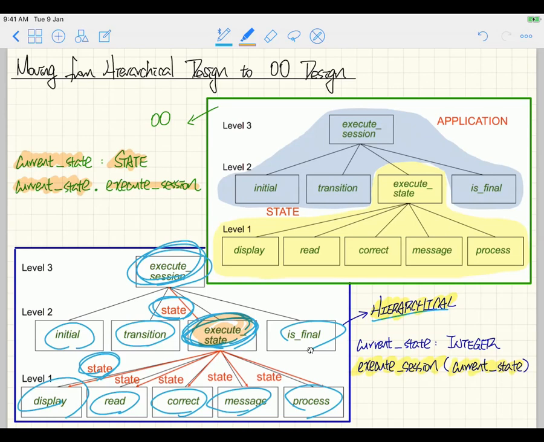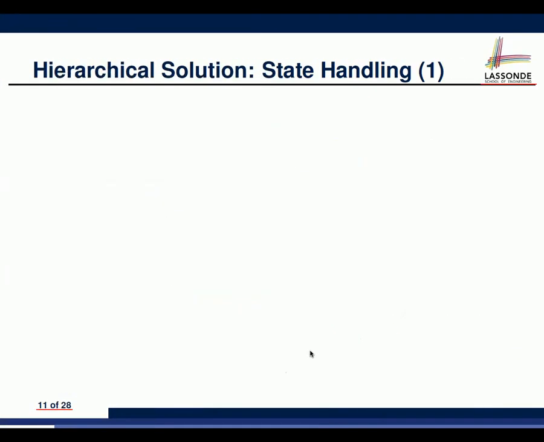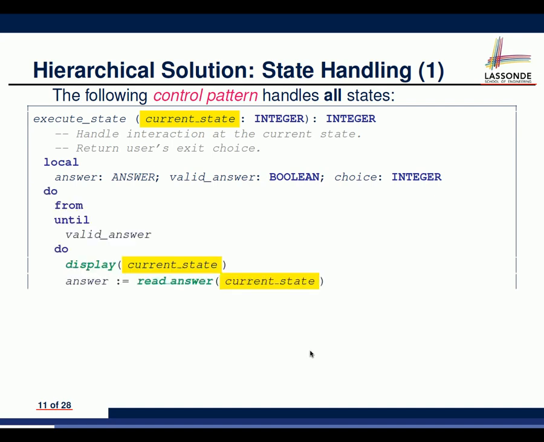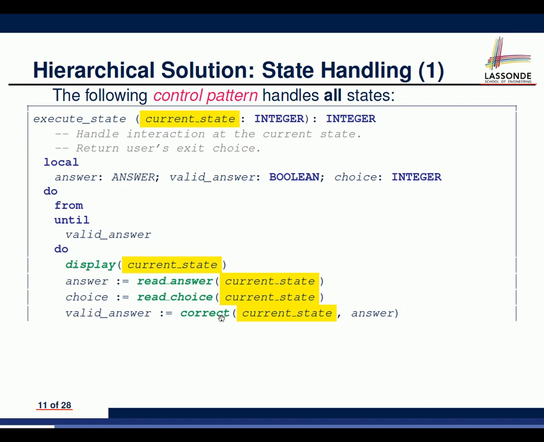But again, we talk about design, not just working implementation in this course. Let's see what's going to happen if the state is actually passed around in every stage at the third level, the level 1, according to the diagram. So execute state is simply going to call different helper methods. It's going to call the display, read answer, and also read choice, and also correct.